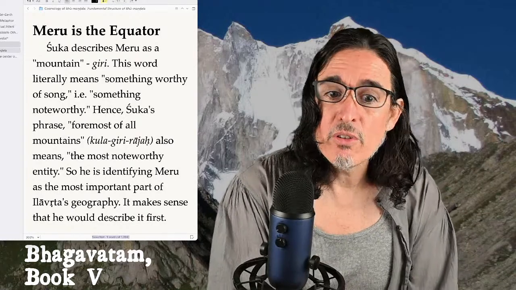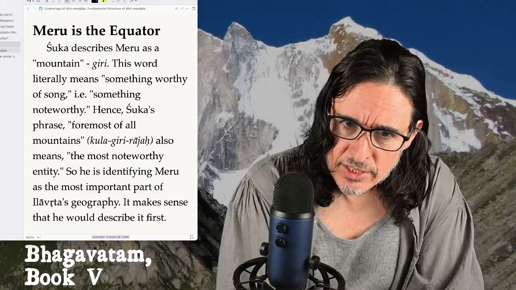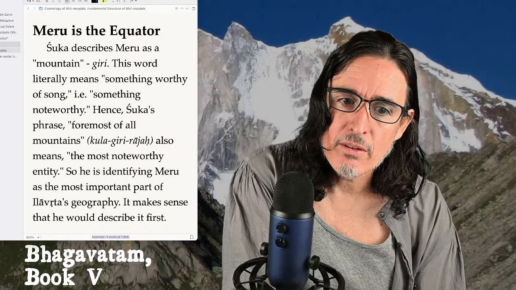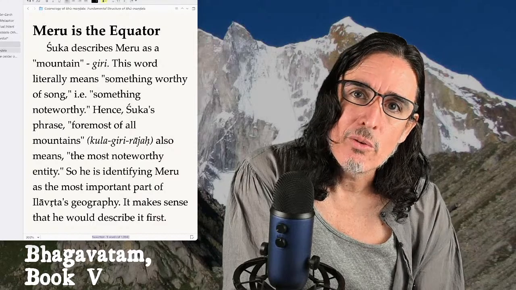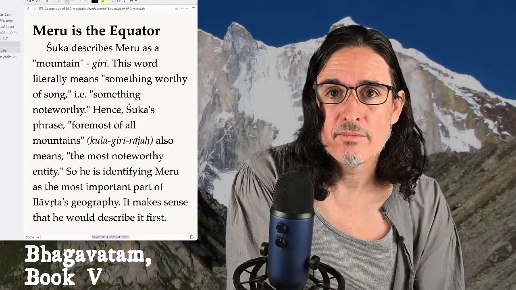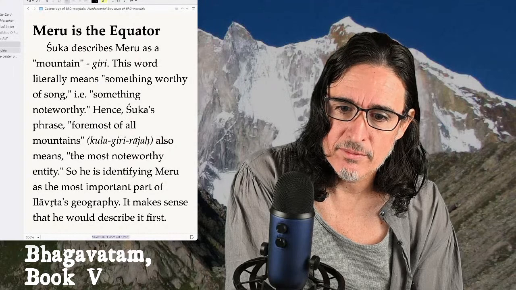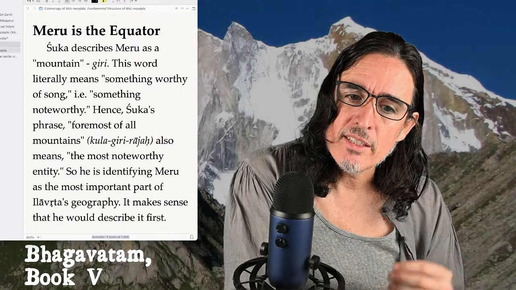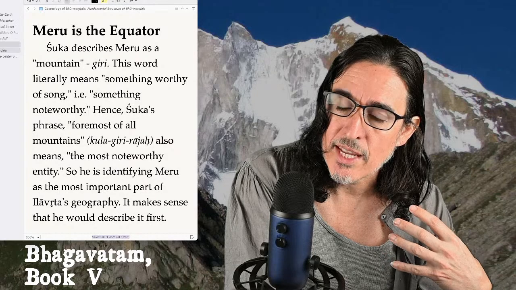Shuka describes Meru as a mountain, Giri. Let's talk about that first. The word Giri literally means something about which you will gir, or geet, something about which you will sing, something that is noteworthy, something that's praiseworthy. So mountains are called Giri because you notice them. But the actual meaning of the word Giri means very important, something that's very important or something that's very big. So when he says that Meru is Kula Giri Raja, it also means it's the most noteworthy entity.